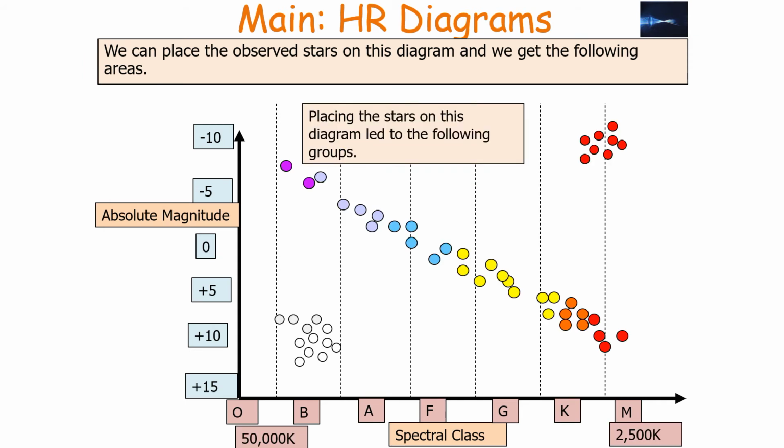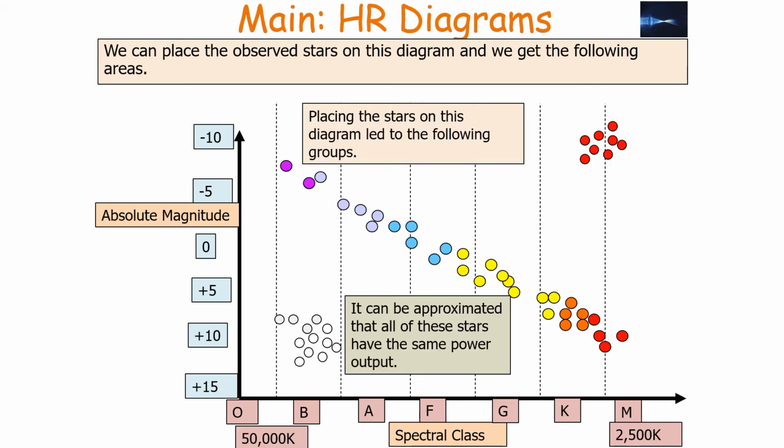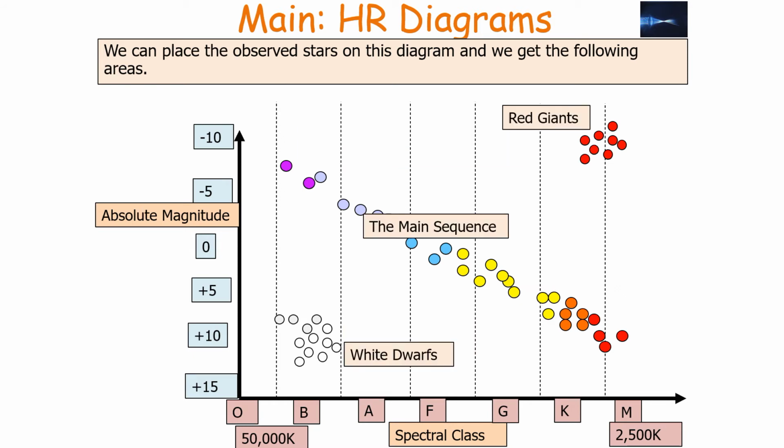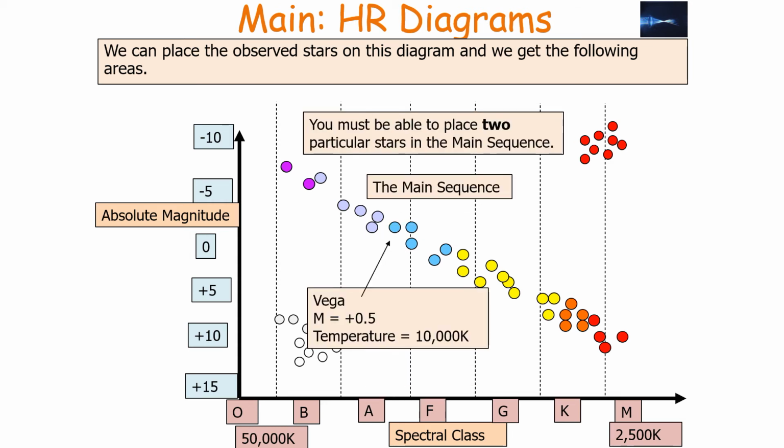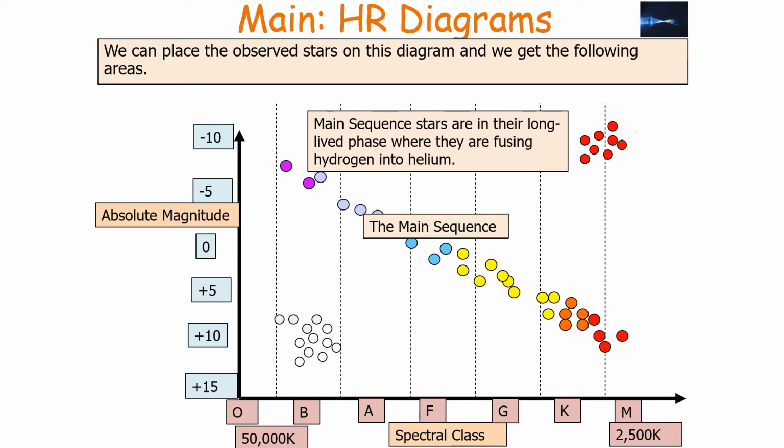So we can place our observed stars in the following areas. They're not randomly scattered, so they form the following groups. So you've got the main sequence, white dwarfs and red giants. Then you've got to place two particular stars in the main sequence. You've got the sun here and you've got Vega here. Now the main sequence is where you have the long-lived phase of a star's life, where hydrogen is fusing into helium, which is where the sun currently is.